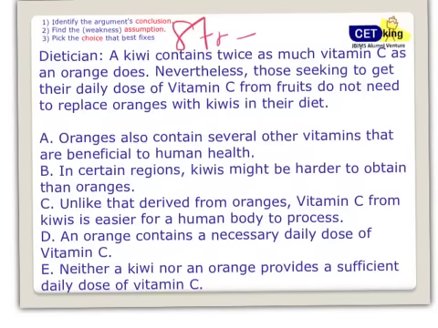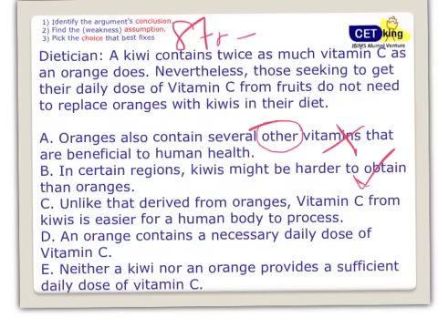Oranges contain several other vitamins which are beneficial for human health. Will that strengthen your point? Yep. Or no? Other vitamins, out of scope. We don't care about other things. We're only talking about vitamin C. In certain regions, kiwis might be harder to obtain. Yes, that's a strong argument.